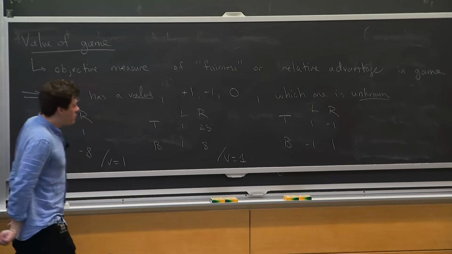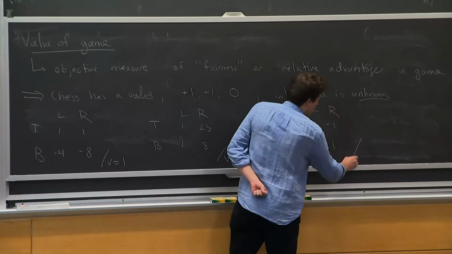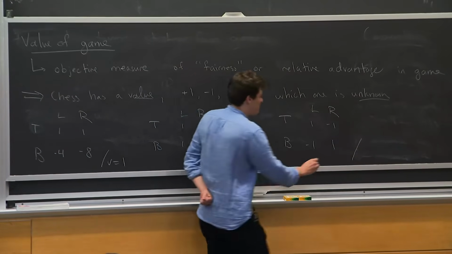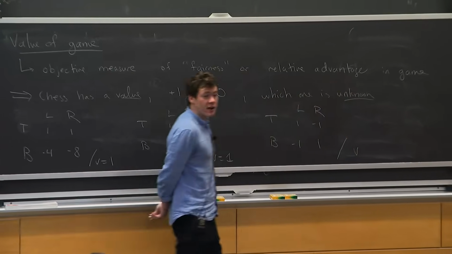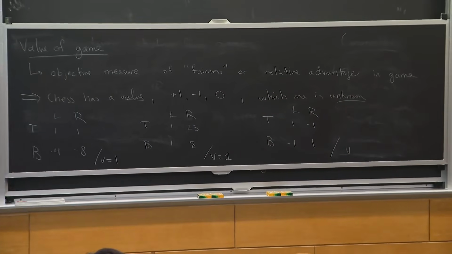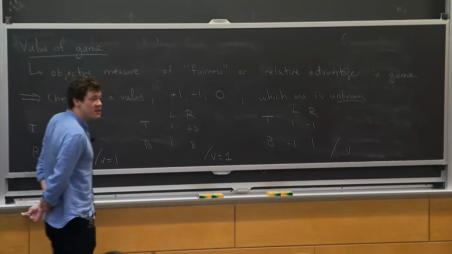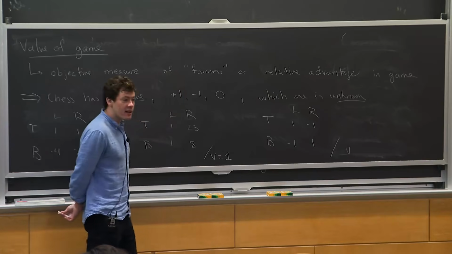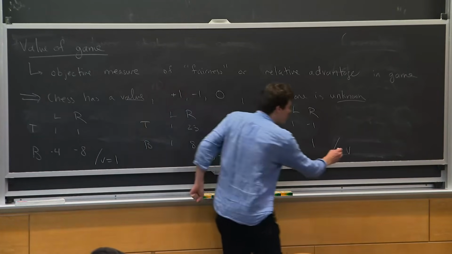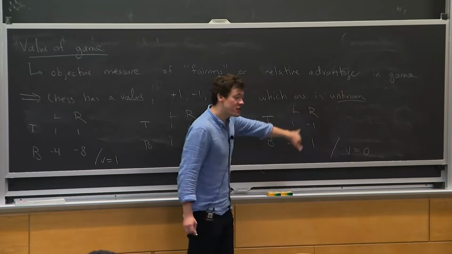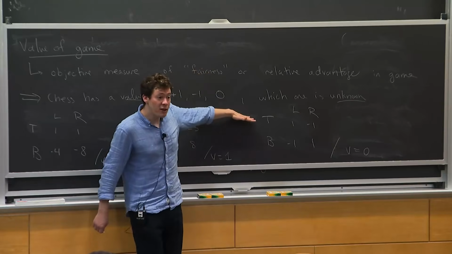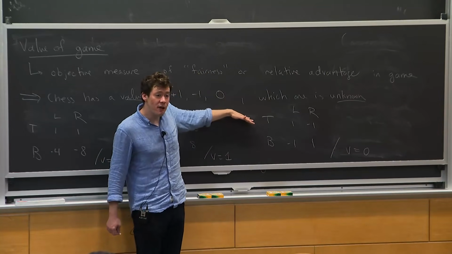What about this game? What is the value of this game? And what would the security strategies be? Yeah? It is, yeah. And what would the security strategies be here? Exactly. So let's go through it. So here the value is 0. This is a game we've studied before. We've just only put in one number here. Let's say I'm player 1. Let's try to compute my security strategy.